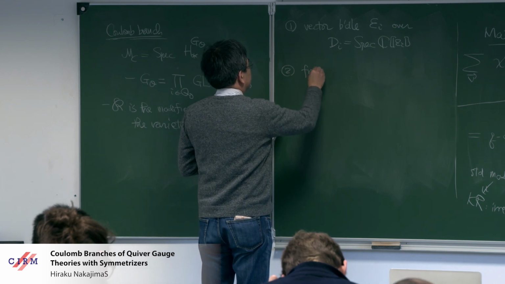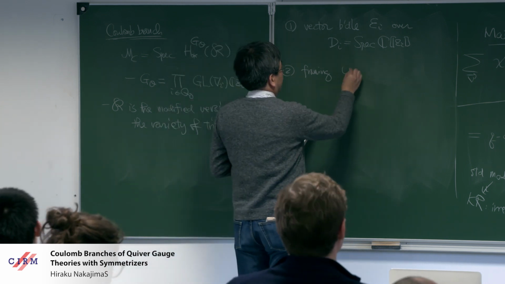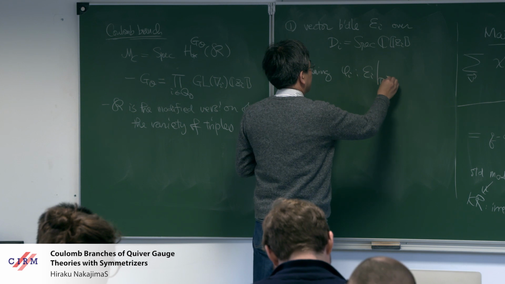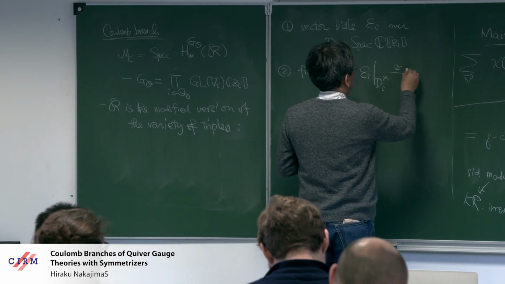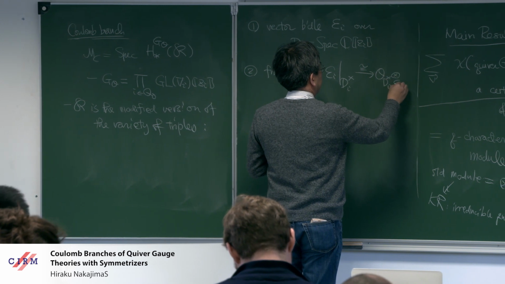The second ingredient is framing. So this is phi_i: E_i restricted to the punctured disk is isomorphic to the trivial bundle over D_i tensor V_i.